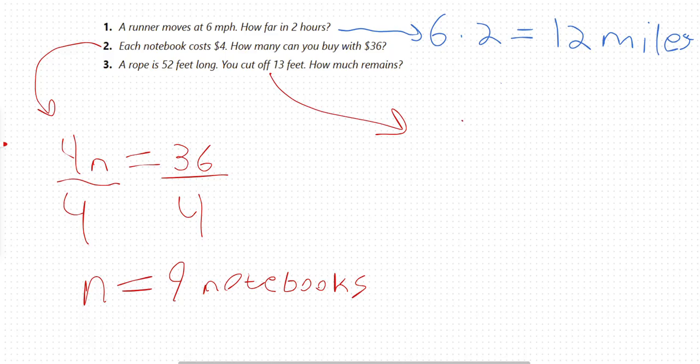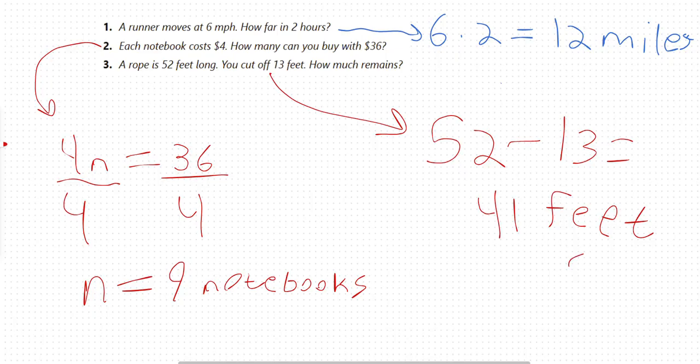A rope is 52 feet long. We cut off 13 feet. What remains? Okay, 52 minus 13, that's 39. 39, and when you do word problems, include what you have. 39 feet of rope.